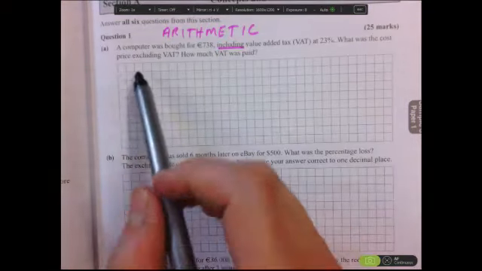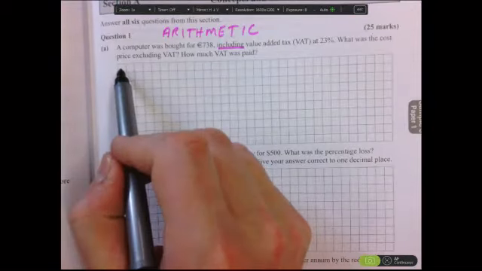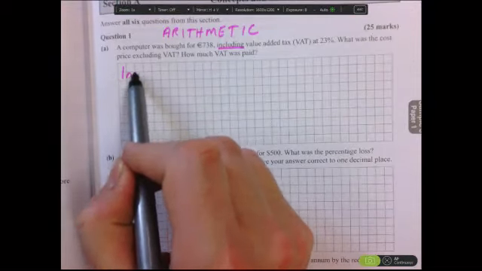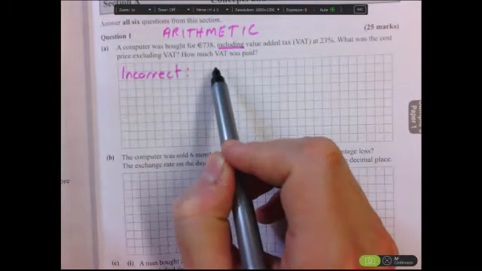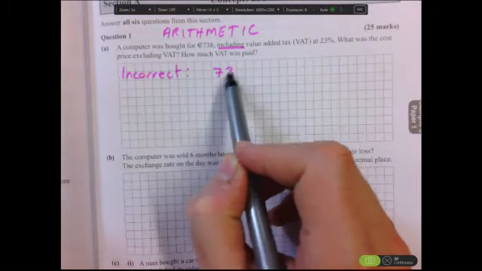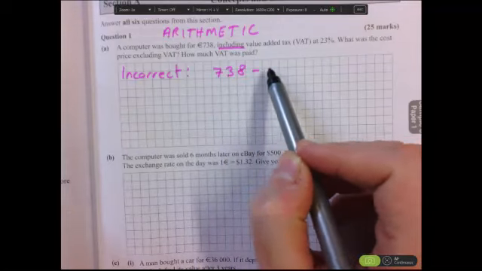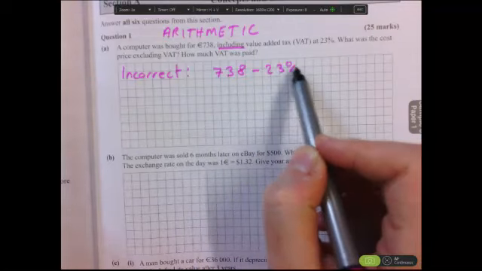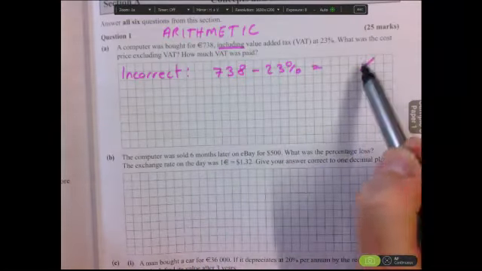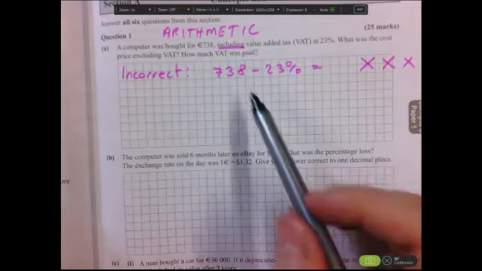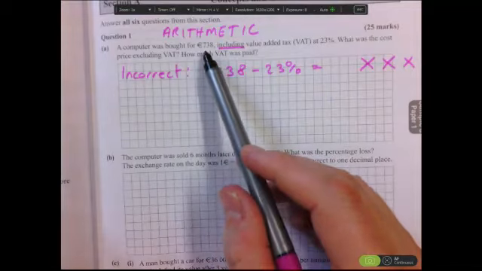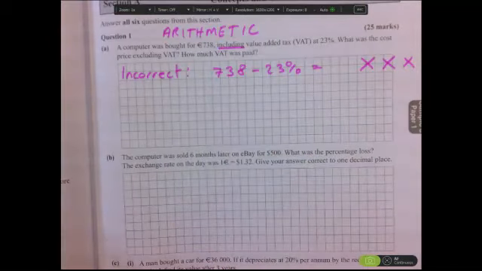Now the mistake, so just to be clear, what I'm about to write is incorrect. What very often students do is they say 738 and they take off 23%. Okay, and they'll give their answer, and I'm saying to you that that cannot be done. You cannot, once you're given a figure that is including the VAT or including a percentage for some reason, just then subtract it to get the original.